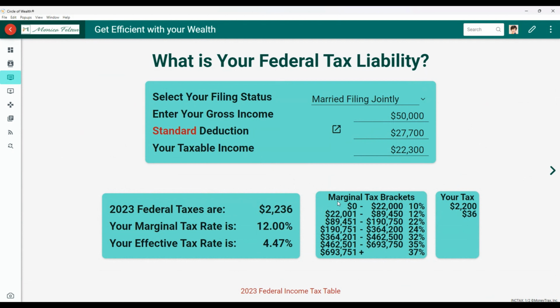$2,236 in taxes. With my business expense of $10,000, that's going to reduce my gross income to $40,000, right? $50,000 minus the $10,000 in expenses is $40,000. That drops my taxable income to $12,300. And now my tax is $1,230. I basically, by spending $10,000 on expenses, drop my tax by $1,000. So please make sure if you're going to spend $10,000 on expenses, remember that you're not getting $10,000 back in taxes. You basically saved $1,000 in taxes, not the $10,000.